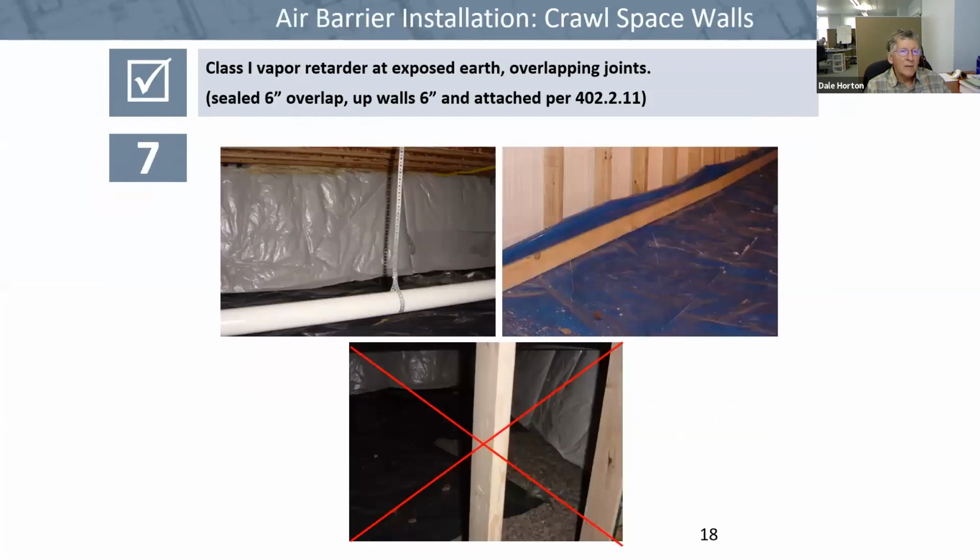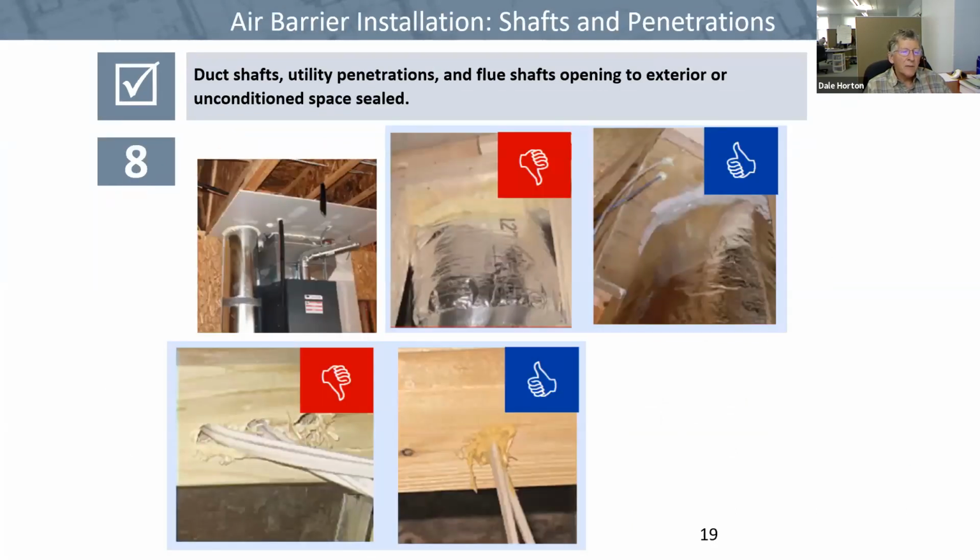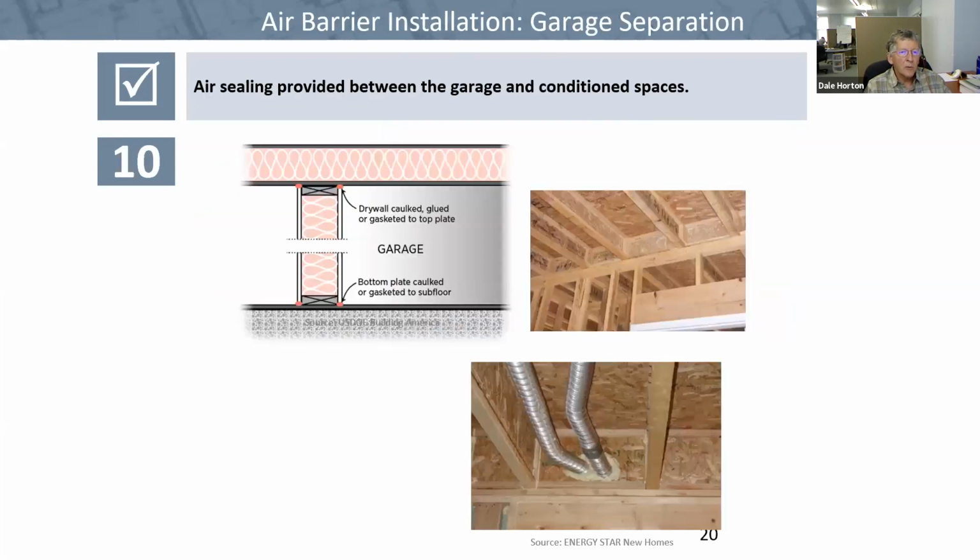You have to have a class 1 vapor retarder on the floor of a crawl space. You have to have penetrations by mechanical and electrical elements in the ceiling sealed. In the case of anything around a flue, it has to be fire rated as appropriate. You cannot use air permeable insulation for that ceiling. And there's a particular requirement that at garages, you have to seal at penetrations and at joints.